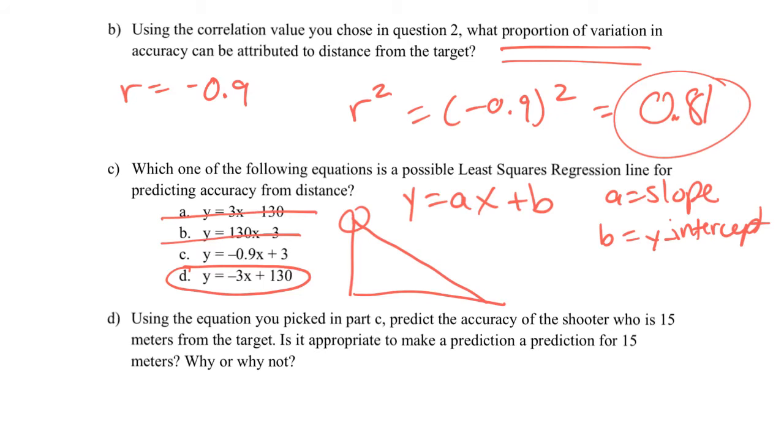Now for part D, we're going to use the equation that we just picked to predict the accuracy of a shooter who is 15 meters from the target. So we're going to let x equal 15. When we plug this in and evaluate this with our calculators, negative 3 times 15 plus 130 gives us 85.